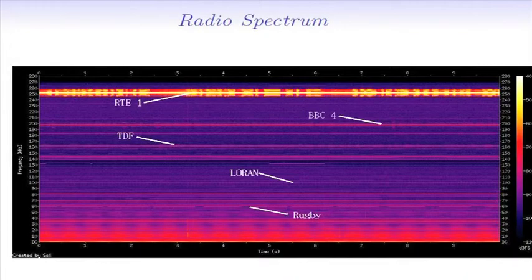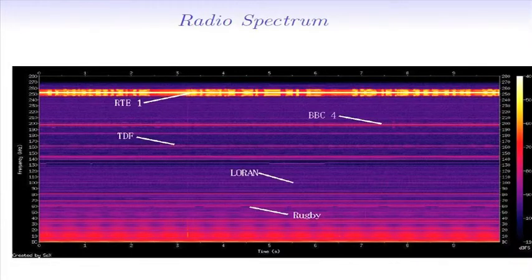So what happens if you try this? What kind of interesting things can you get out? So this is a picture. Time is going along the bottom and frequency is going up here. So a horizontal line is a fixed frequency. So for instance, that line at 252 is RTE Radio 1 on 252 long wave. If you go down a little bit, you've got BBC Radio 4 on 200 long wave, or 199.